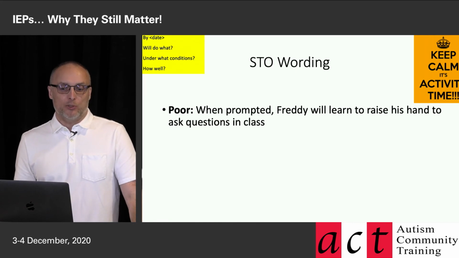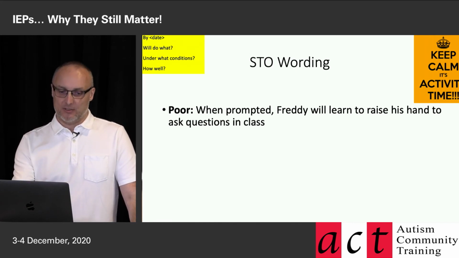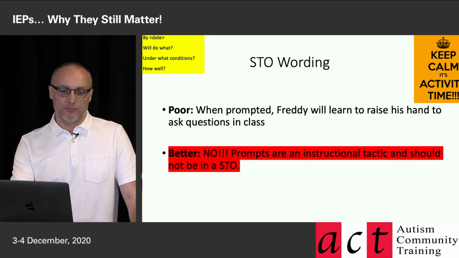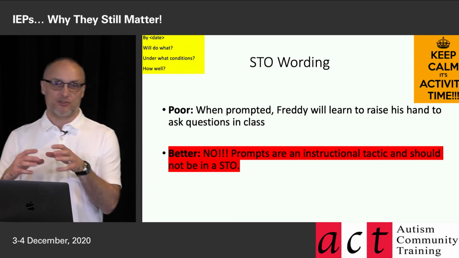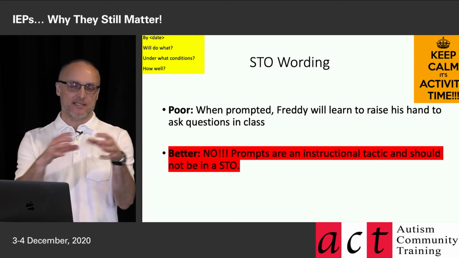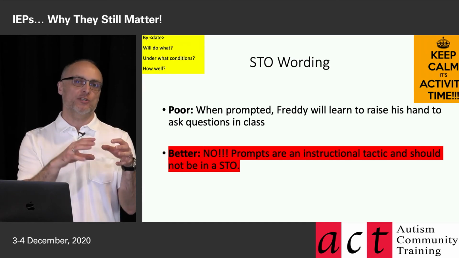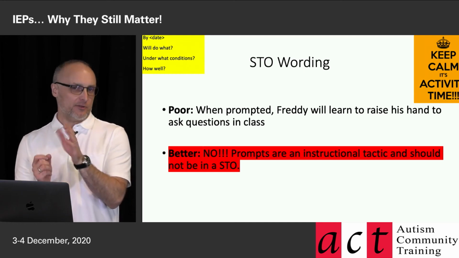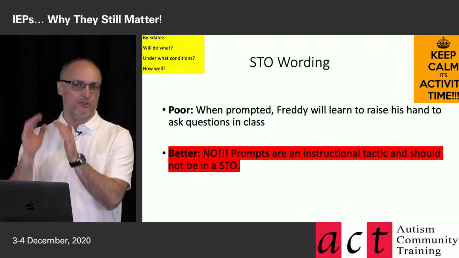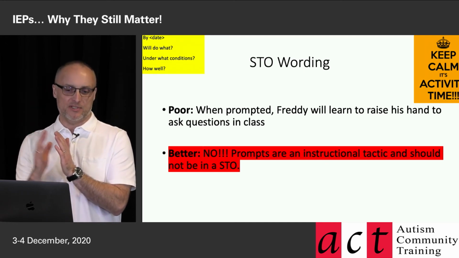When prompted, Freddie will learn to raise his hand to ask questions in class. So this is a particular issue for me. When prompted isn't the learning outcome. Prompting is a strategy. After lunch, we're going to talk about the strategies. So prompts are instructional tactics. The tactic doesn't need to be in the wording. It's what you're going to do to facilitate the learning, right? If it's in the wording, and there are always exceptions, right? I can hear some of you going, but there are always exceptions.